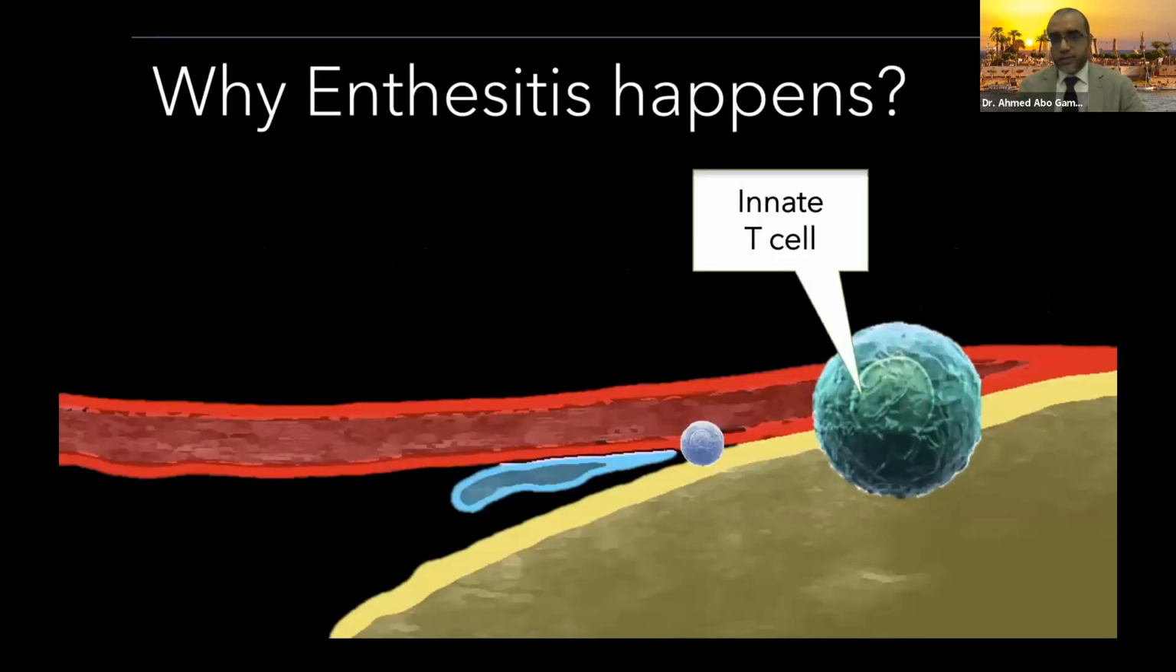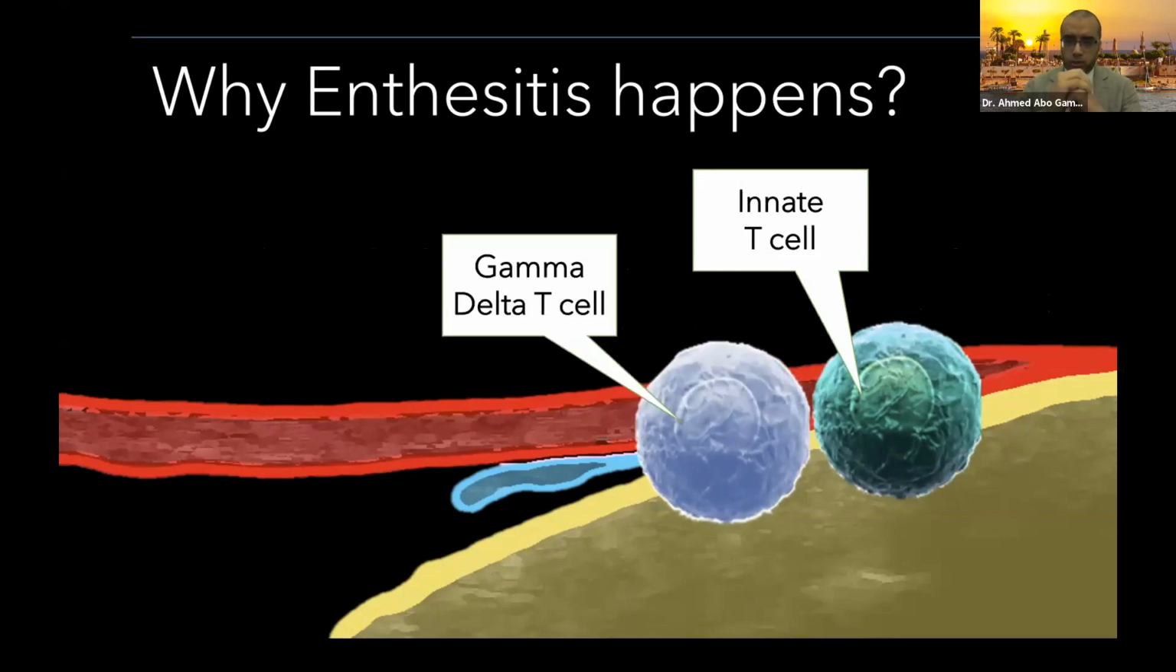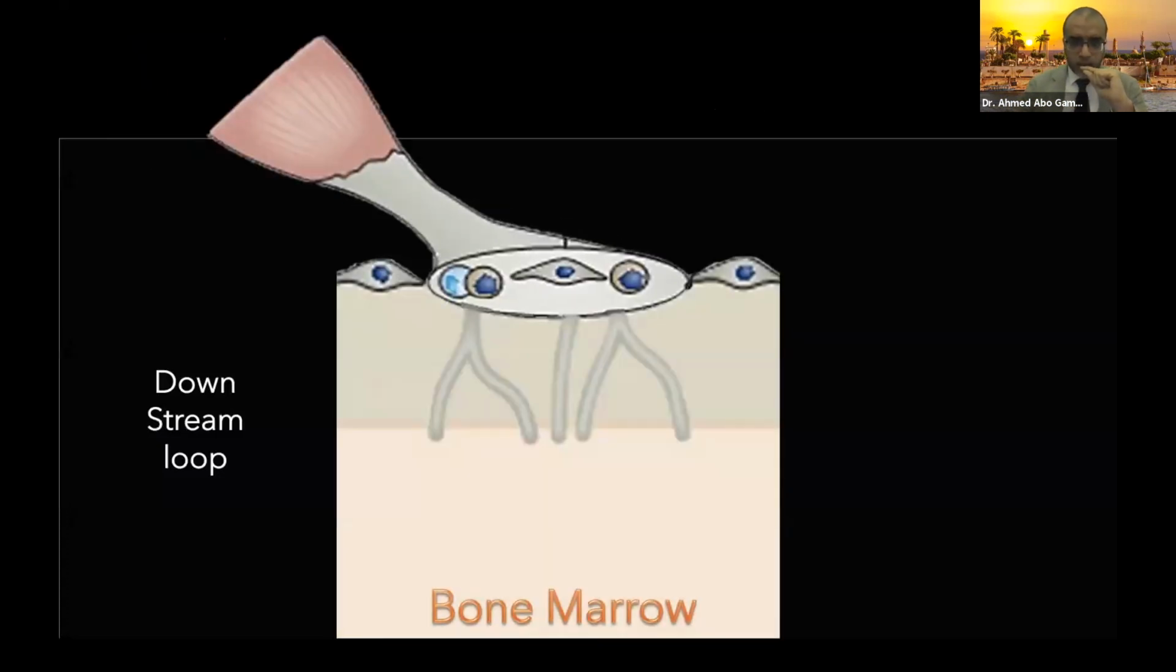Why does enthesitis happen? Enthesitis actually refers to two different loops: the downstream loop and the upstream loop. In the downstream loop, at the site of the enthesis, we have two sets of innate T cells. One is the gamma delta T cell, and the second is the innate T cells. Usually, the process of enthesitis starts here, for unknown reasons, in predisposed patients, which could be connected to HLA or not.